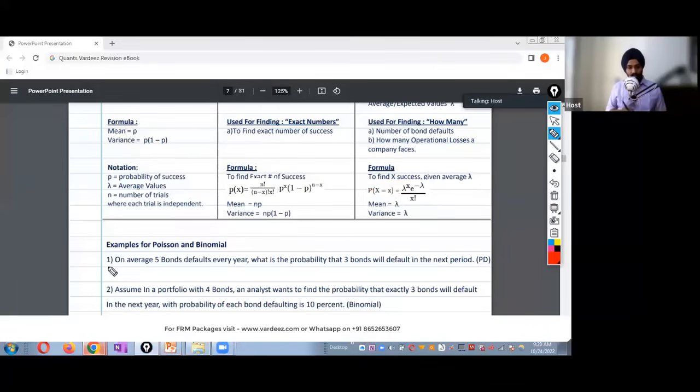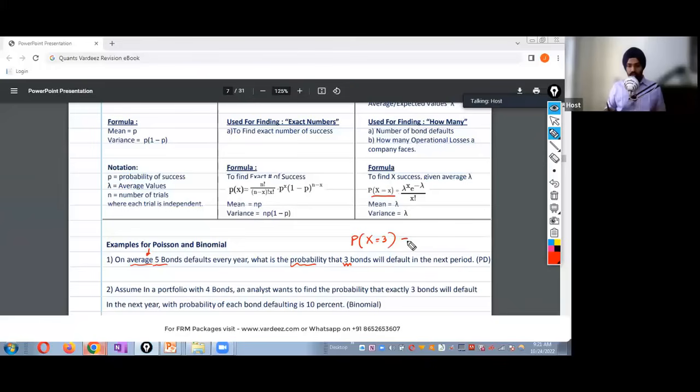Let's look at these 2 examples. Okay, so on average, let's say 5 bond defaults happen every year. You are managing a portfolio and you notice that 5 bonds default every single year. So this is the average. Once you hear the word average, it clicks that it's a Poisson distribution. Then what is the probability that 3 bonds will default in the next period? Now you want to find the probability that X is equal to 3. That's something you want to find, and these are the questions that you would see on the exam.